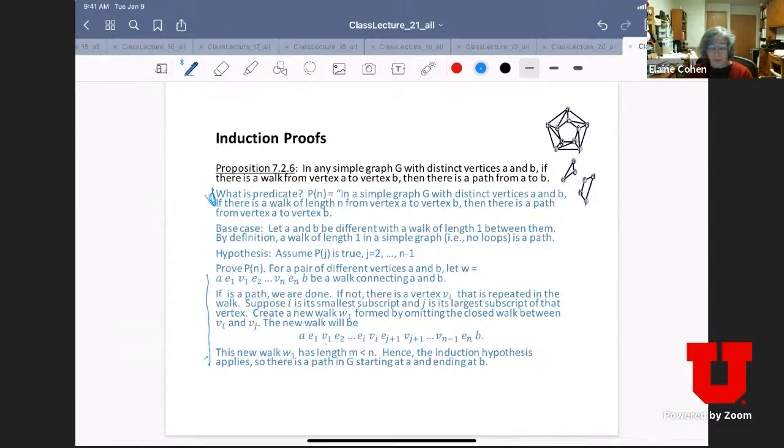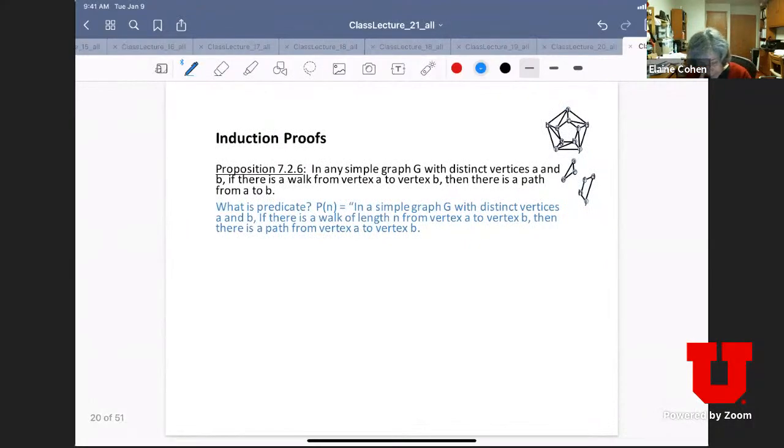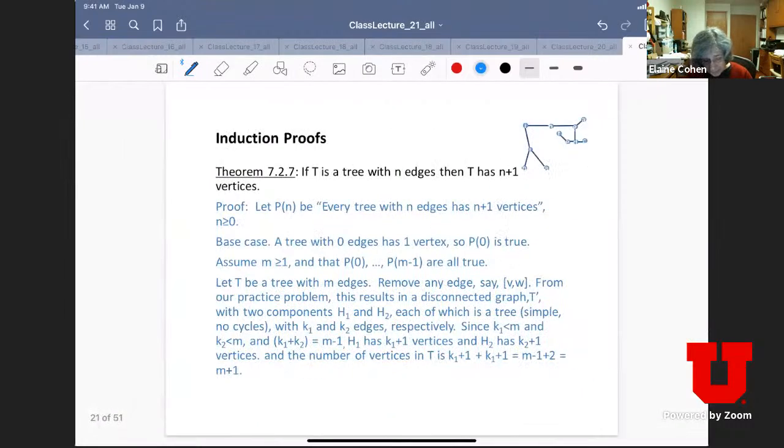Now, some people said in their proofs, what they did is they said, well, I made a shorter walk. Now I'm going to make a shorter walk again and again and again until there are none left. What you are doing then is basically a hard version of induction. Induction says we can use the fact that we already know we can do it without saying again and again and again. So we already know that.